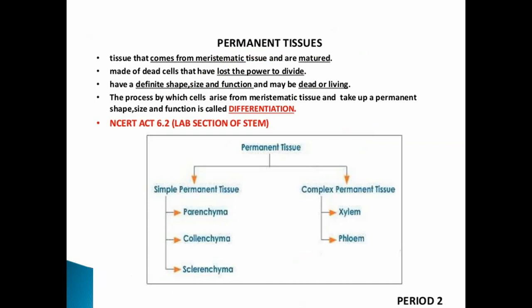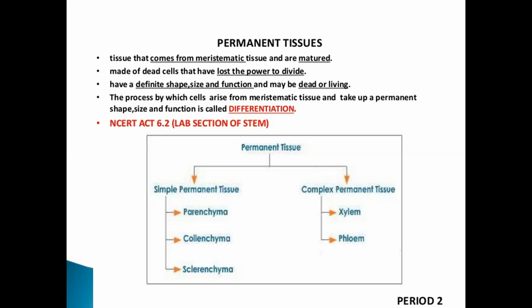When the meristematic tissue divides continuously and finally reaches the stage of division, they attain maturity. And when they attain maturity, these tissues do not divide anymore. And then they differentiate into different parts and become permanent tissue. So we can say permanent tissues are matured meristematic tissue which lost their ability to divide any further.